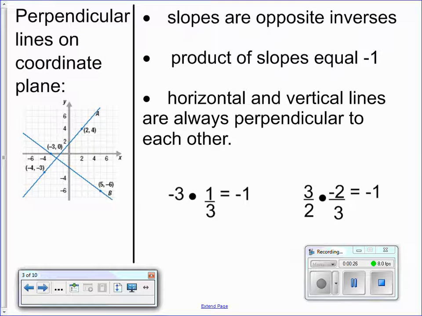On perpendicular lines, slopes are opposite inverse. Opposite meaning if one is positive, the other is negative. Inverse means it flips the fraction. So if it was 1/3, it will be 3/1. Also, the products are equal to -1. So if I multiply the two slopes by each other, it would be -1. And horizontal and vertical lines are always perpendicular to each other.